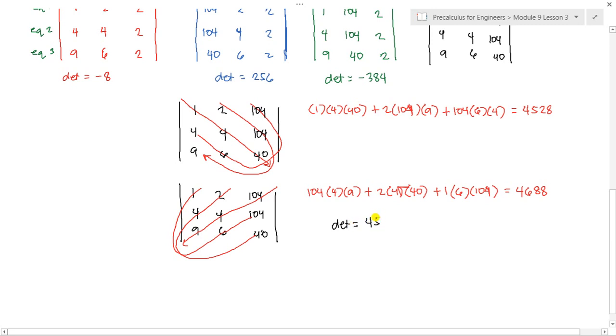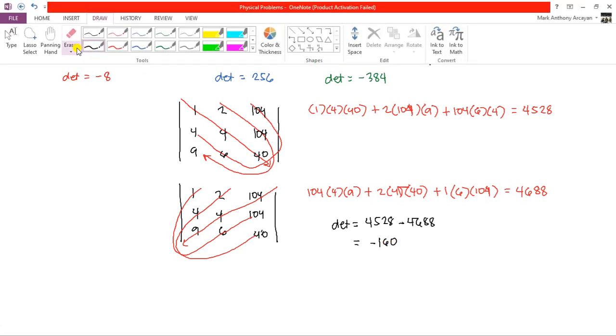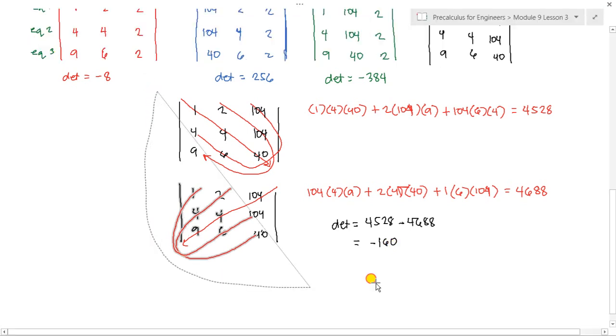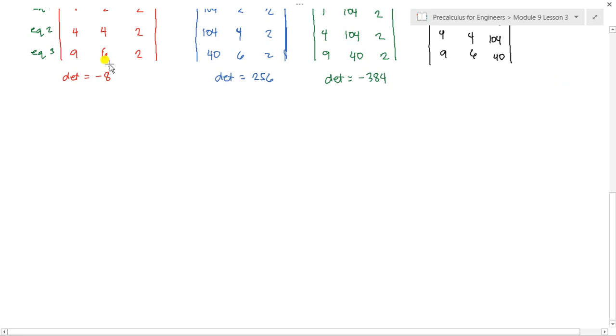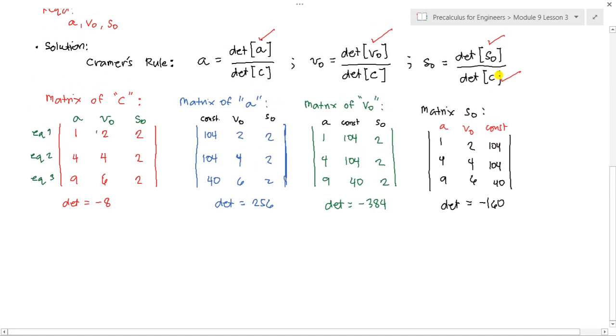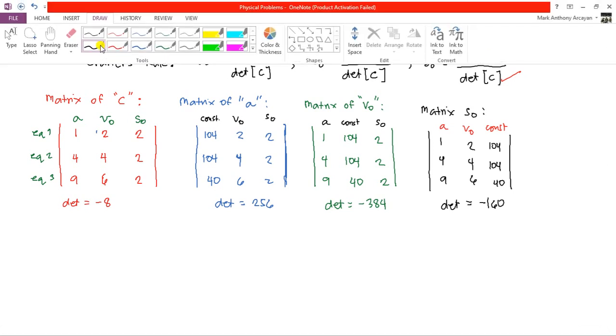So the determinant here, pila man? The determinant is 4,528 minus 4,688. Negative 160. So, ato na nakuha ang ilahang mga determinants. So, sa determinant for the last is negative 160. So, here, pwede na nato ma-apply ang Cramer's rule, kay naa na tayo mga determinants sa tagsa-tagsa ka mga matrix.